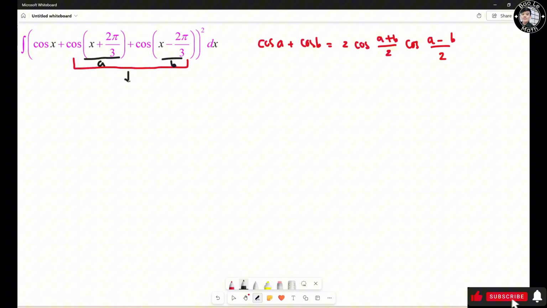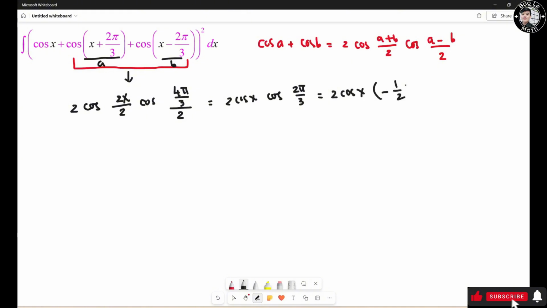So I put this guy on the side first, right? So it turns out to be 2 cosine of (A plus B) over 2. This guy plus this guy equals 2s, divided by 2, right? Cosine of (A minus B) over 2. So this guy subtract this guy is going to be 4 pi over 3 divided by 2. Now we need to simplify this guy. It turns out to be 2 cosine of s times cosine of 2 pi over 3, right? Now cosine of 2 pi over 3 is going to be negative 1/2, right? So it's going to be 2 times cosine of s times negative 1/2, so it turns out to be negative cosine of s, right?